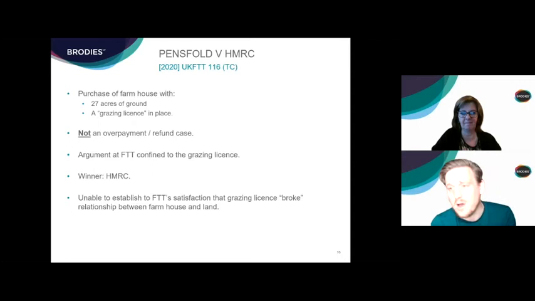This is a salutary lesson in getting your facts right and getting your facts early, because the only bit of this case really concerning whether the property was residential or non-residential was confined to an argument about the nature of the grazing license. And HMRC were successful in this because the appellants, the taxpayer, weren't able to satisfy the tribunal that the grazing license broke the relationship between the house and the land, so that the land wasn't purely there to be occupied with the house.